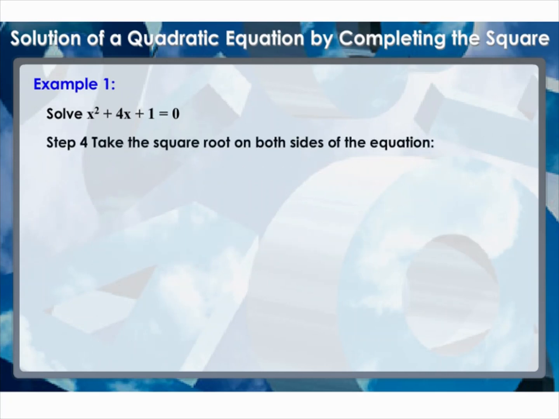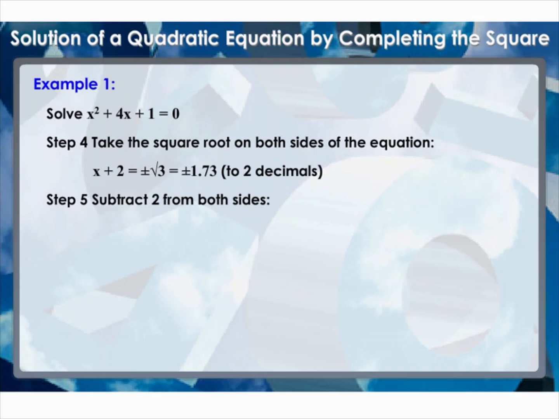Step 4. Take the square root on both sides of the equation. X plus 2 is equal to plus or minus root 3. That's equal to plus or minus 1.73 to 2 decimals. Step 5. Subtract 2 from both sides. X is equal to plus or minus 1.73 minus 2. That's equal to minus 3.73 or minus 0.27.